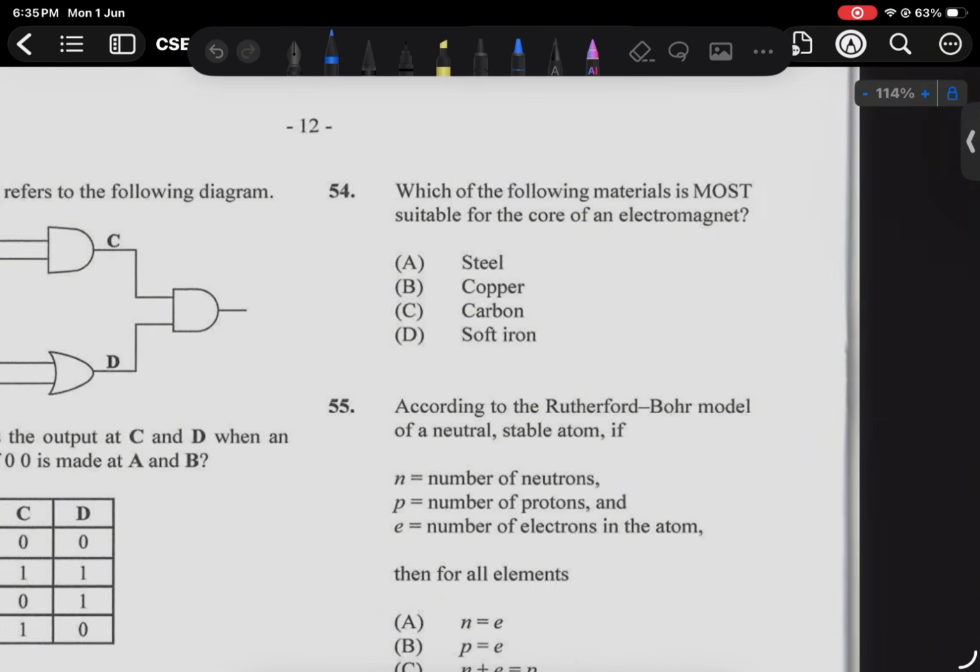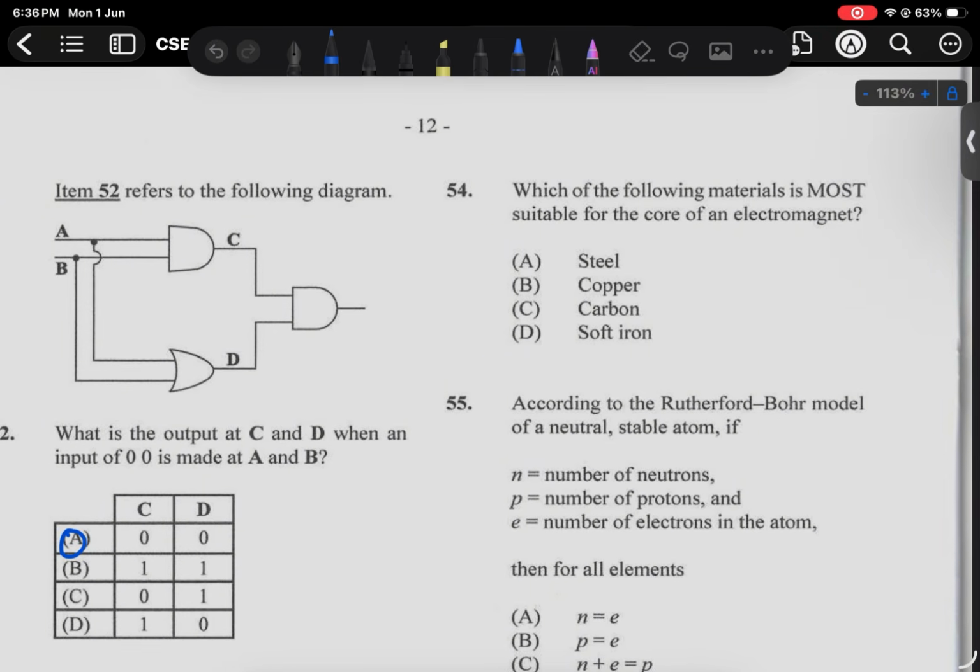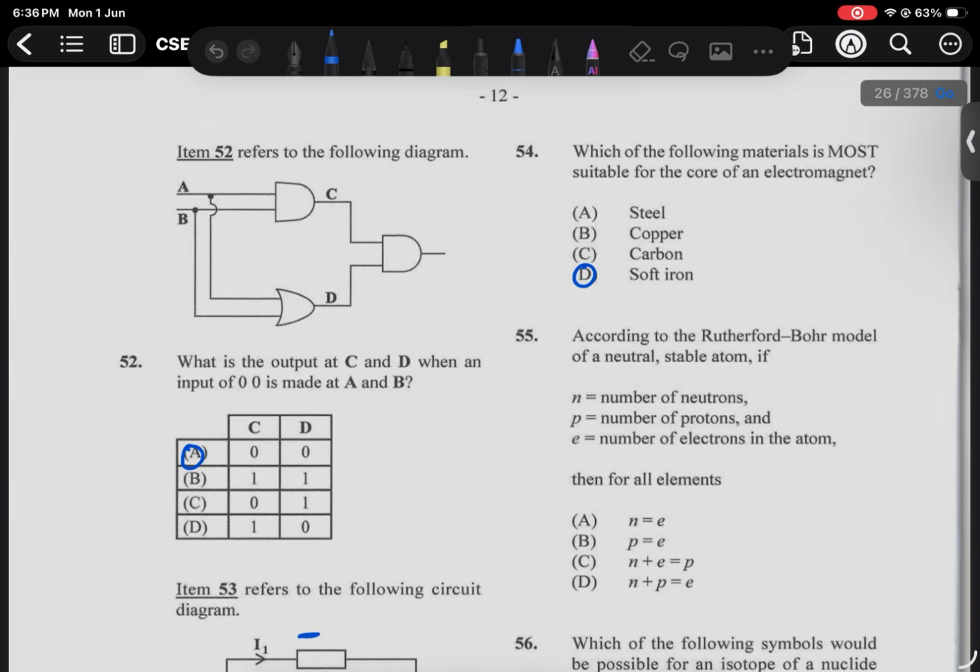Which of the following materials is most suitable for the core of an electromagnet? That would be soft iron. We know in transformers they use a soft iron core.